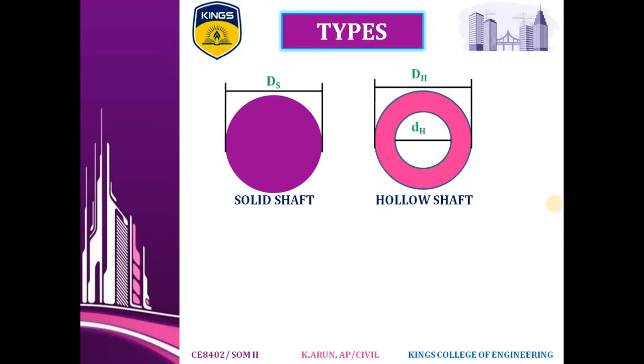Generally while analyzing a shaft or while we are solving problems in shaft, we should be aware of three formulas. The first one is area of the solid shaft. Generally area of a circular member will be pi d square by 4. So here also we will be using the same formula, pi by 4, where d should be mentioned as capital DS. And similarly for a hollow shaft, the area will be pi by 4 into capital DH square minus small dh square. That is outer diameter square minus inner diameter square.